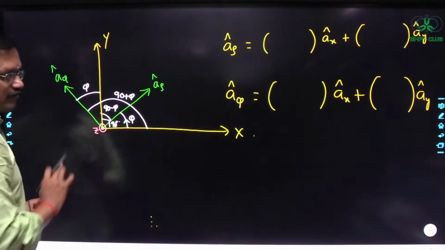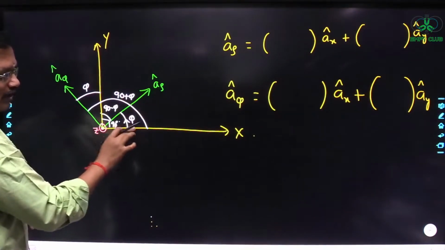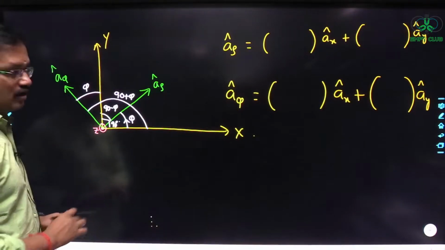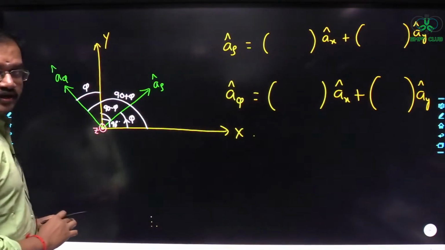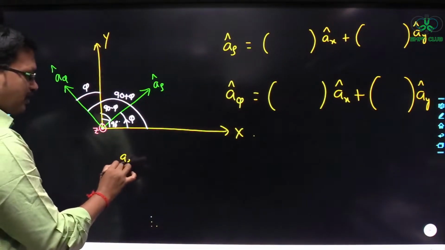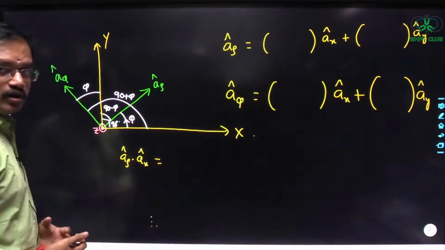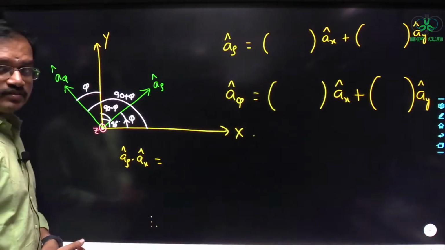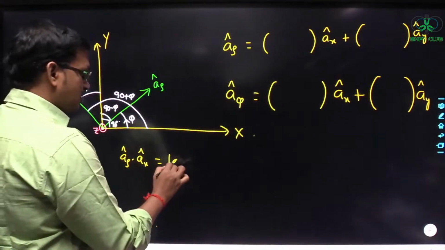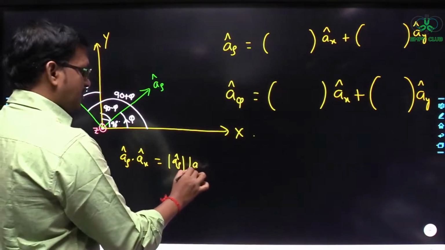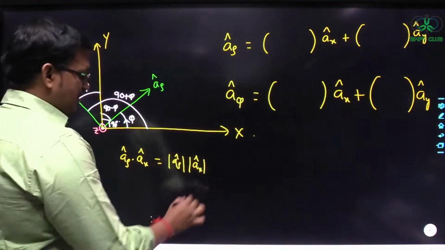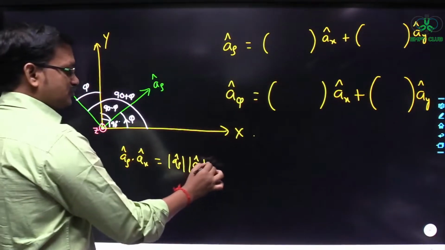Now see here, the angle between a rho cap and the x-axis is nothing but phi. So what is the component of a rho cap along x? It is a rho cap dot ax cap, which is the magnitude of a rho cap multiplied by the magnitude of ax cap multiplied by the angle between these two.